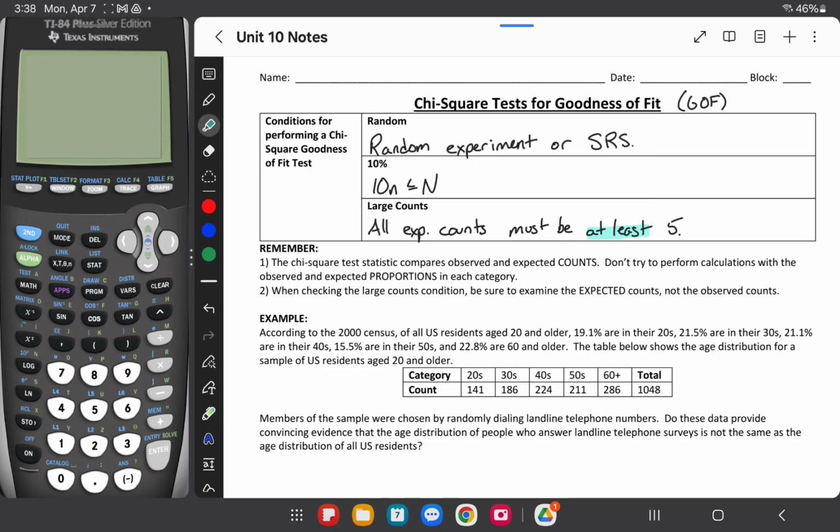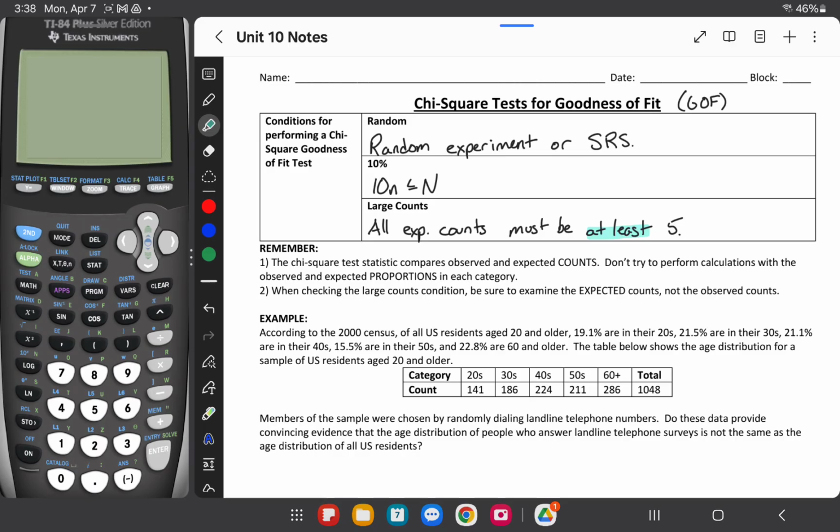So when we go to check those, remember chi-square test statistic is going to compare the observed and expected counts. So we've got to make sure we're using counts and not the expected proportions for each category. And then when we're checking that large counts condition, we're looking at the expected counts, not the observed counts. It's actually okay for the observed counts to be less than 5 as long as the expected values are at least 5.